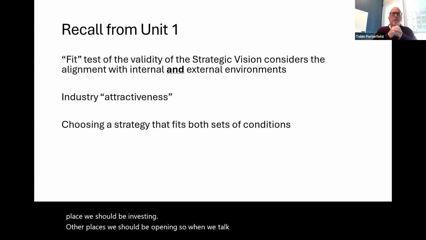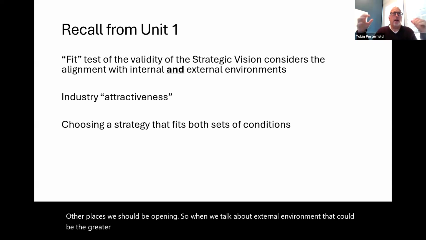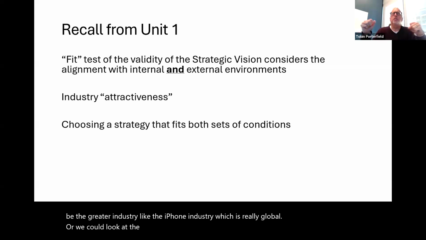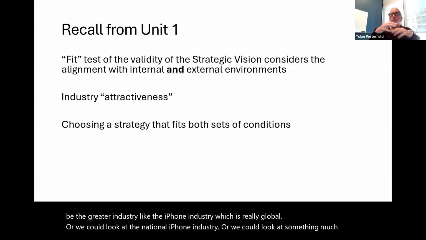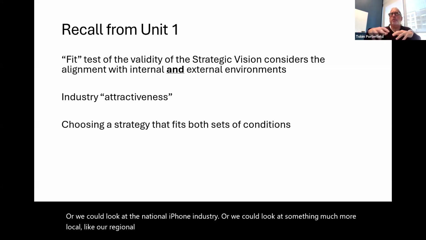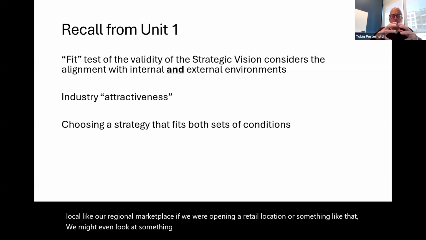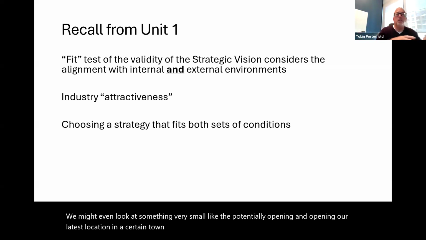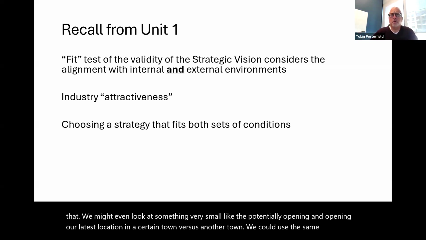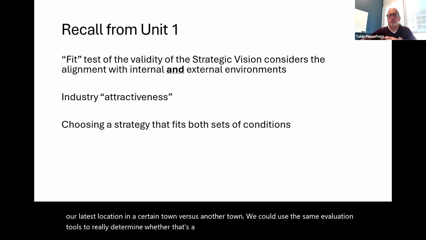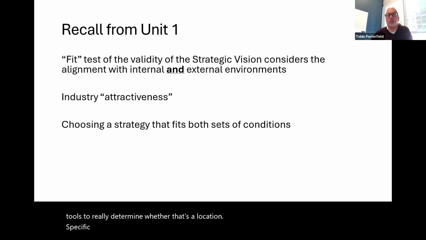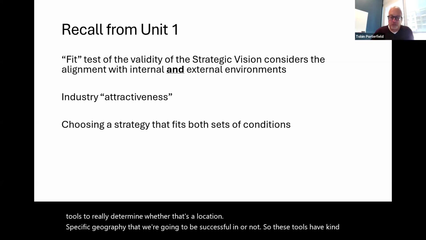So when we talk about external environment, that could be the greater industry like the iPhone industry, which is really global, or we could look at the national iPhone industry, or we could look at something much more local like our regional marketplace. If we were opening a retail location or something like that, we might even look at something very small, like potentially opening our latest location in a certain town versus another town. We could use these same evaluation tools to really determine whether that's a location, a specific geography, that we're going to be successful in or not. So these tools are kind of scalable, which I really like.